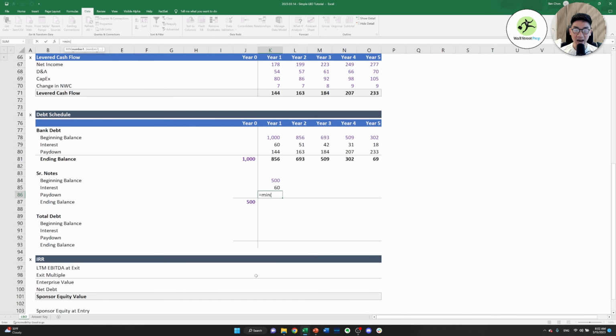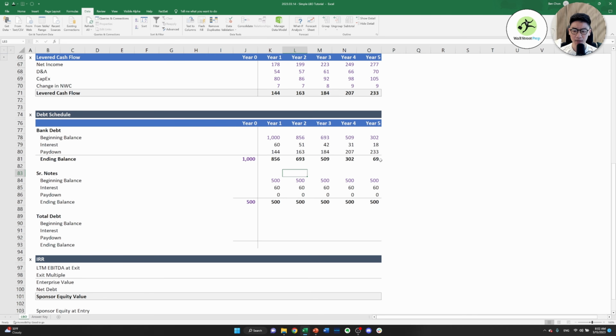Now, pay down here is what I mentioned earlier. So min, either your levered free cash flow or your levered free cash flow minus the amount of pay down. Because right now we're using all of our free cash flow in order to pay down the first tranche of debt, this is 0. And what we want to do here is the same thing, beginning balance minus your pay down, and then multiply this across.